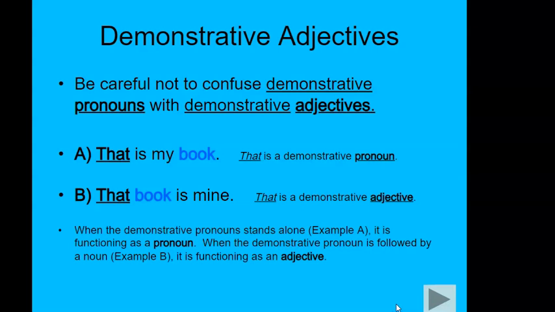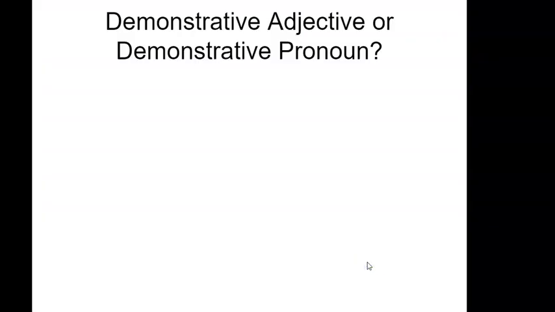When the demonstrative stands alone, for example, A, it is functioning as a pronoun. When the demonstrative is followed by a noun, for example, B, it is functioning as an adjective. Demonstrative adjective or demonstrative pronoun?